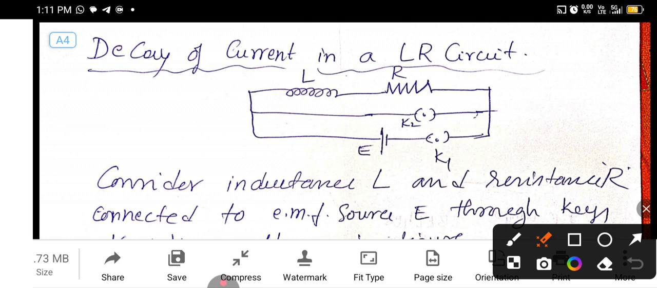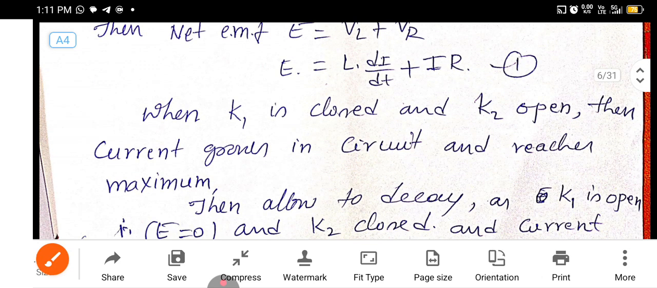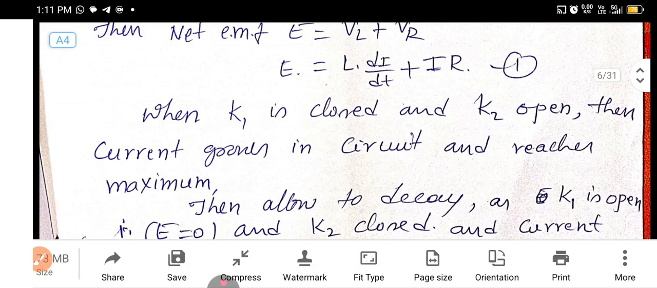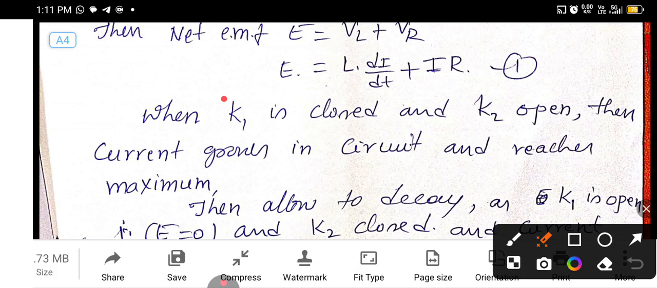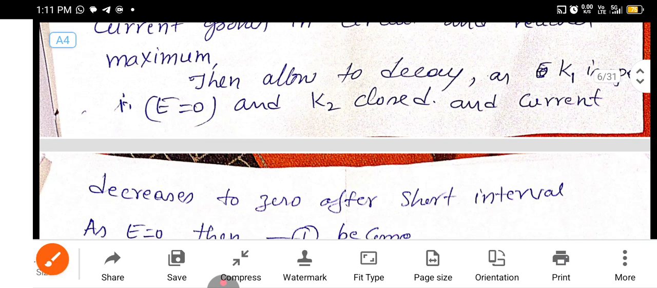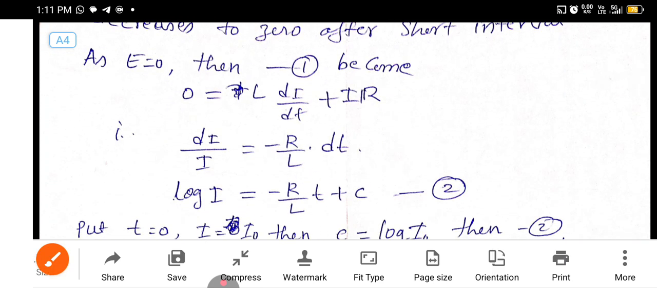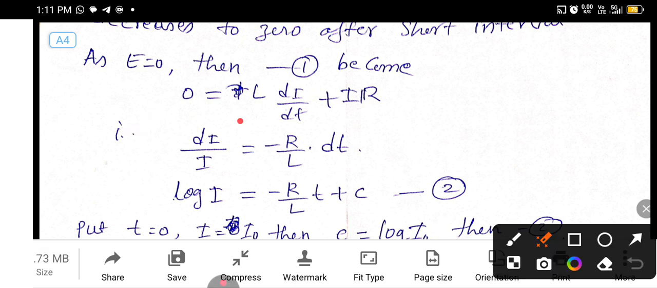Then put this in equation 1: E tends to 0. Hence the equation can be written as 0 equals the voltage across the inductance plus the voltage across the resistance, L di by dt plus I R. Rearrange this, bringing it to the left side. Then di by I equals minus R by L times dt.